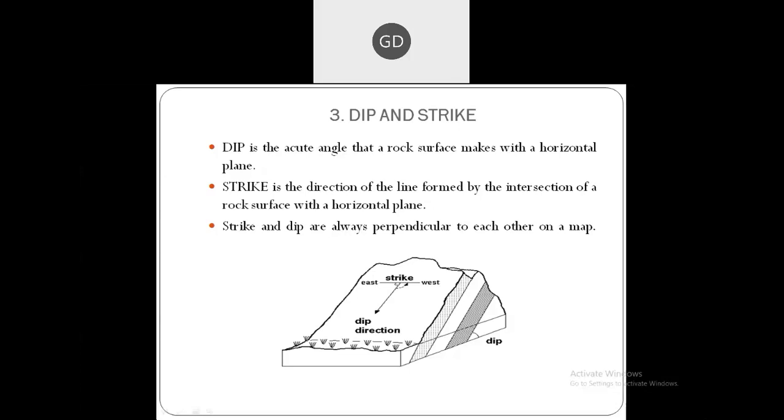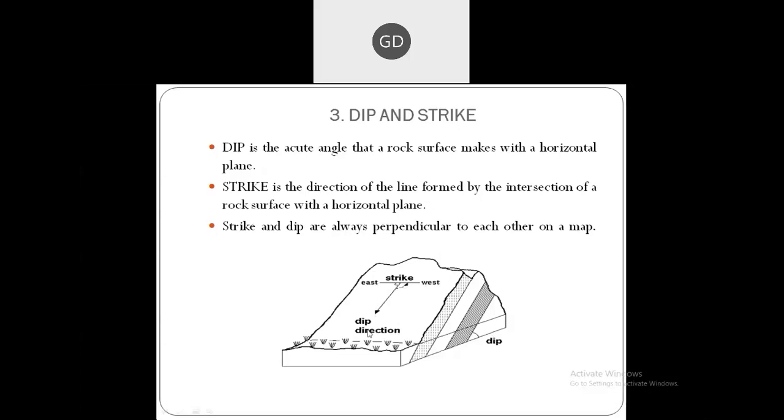It is expressed both in terms of degree of inclination and in the direction of inclination. In this picture, you can see this is a type of rock body.